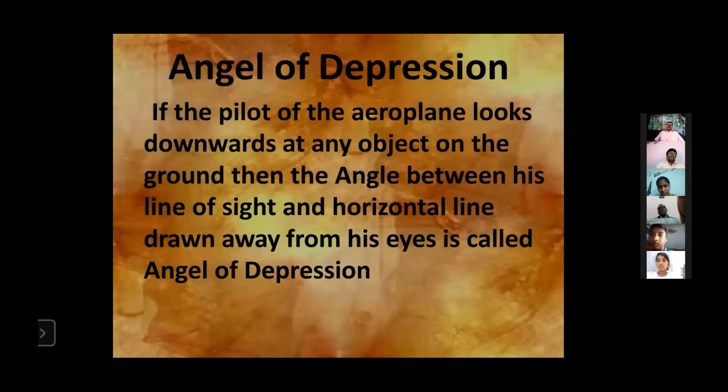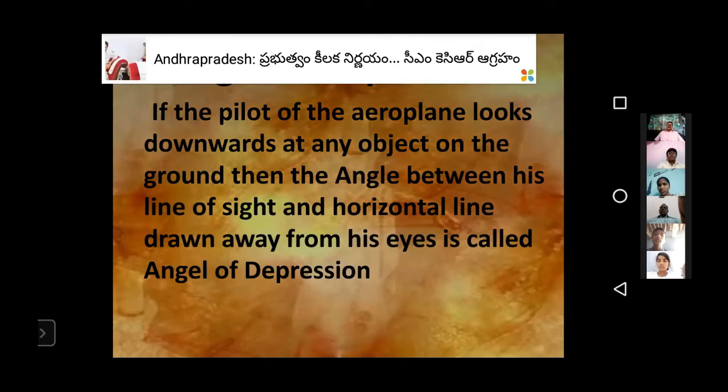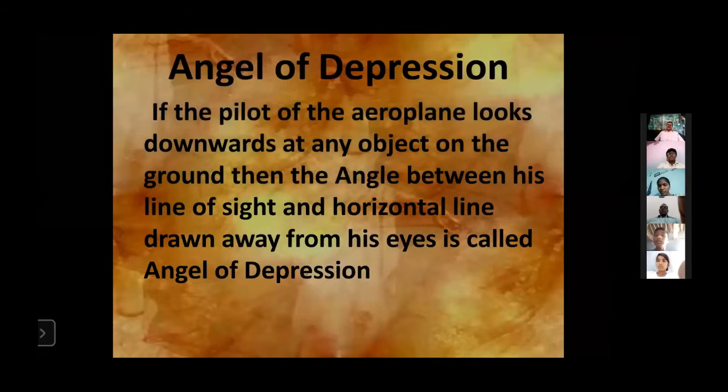Now next, angle of depression. If the pilot of an aeroplane looks downwards at an object on the ground, then the angle between his line of sight and the horizontal line drawn away from his eyes is called angle of depression. So now we saw angle of elevation. Next, from the aeroplane, the pilot is observing an object at ground level. That is called angle of depression.